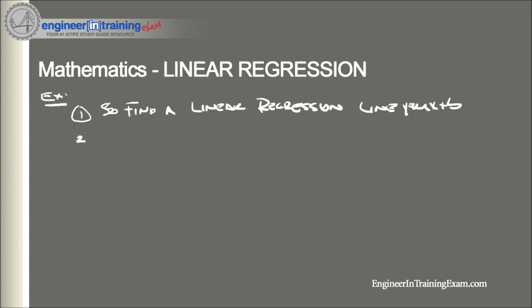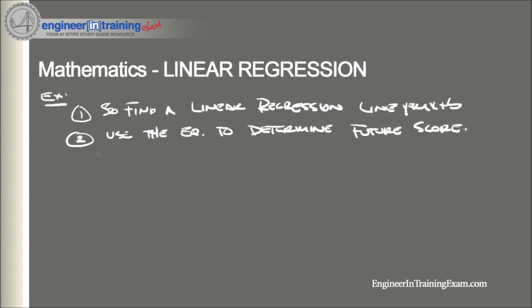The second step is the university wanted to know if some future student scored an 80 on the weed-out exam test, what grade would they expect them to make in their engineering course. So in essence, they want to use this linear regression line to plug in a value for a student taking a certain exam so they can guess or predict what that student would do once they got into their engineering class. So use the equation to determine or predict a future score. That's going to be our second step, our second question we want to answer.